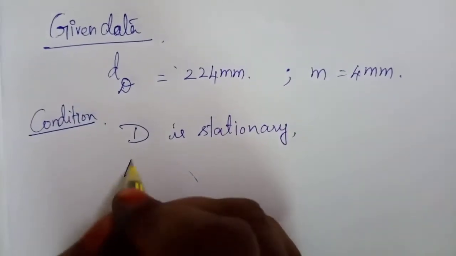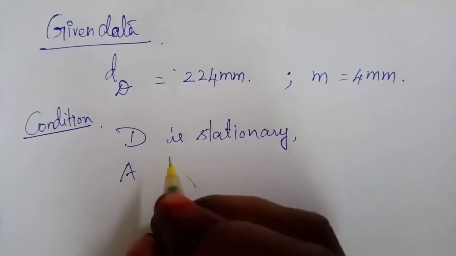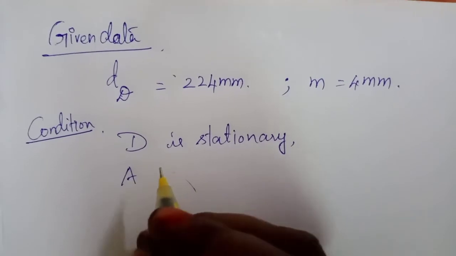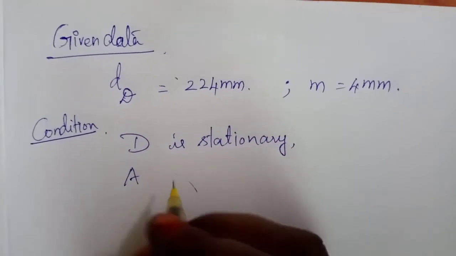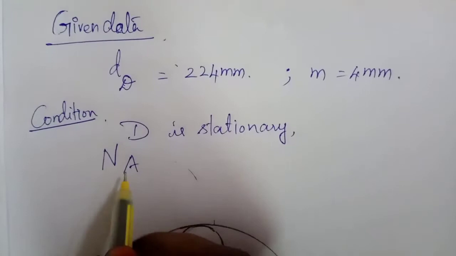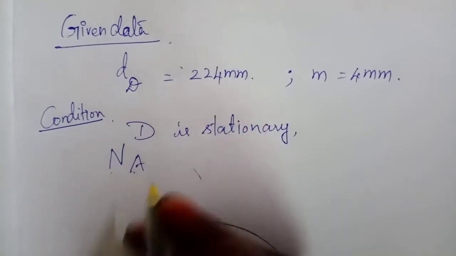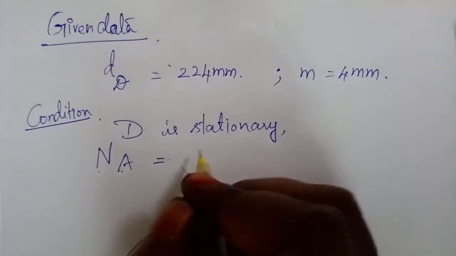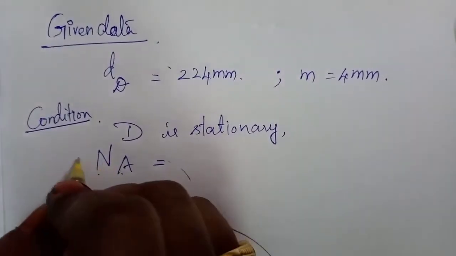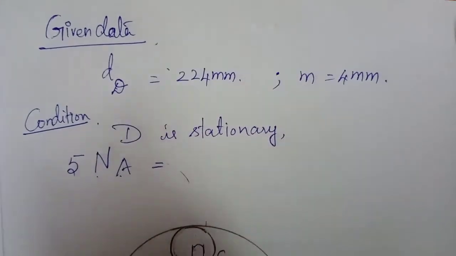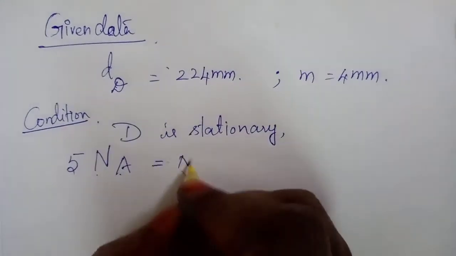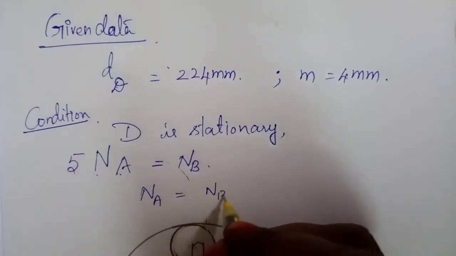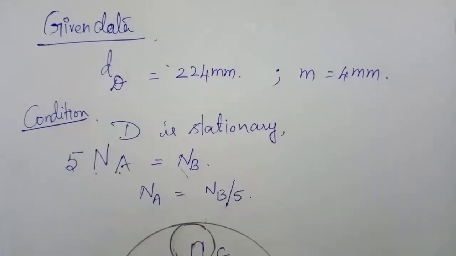The spider A carries 3 planet wheels and makes one revolution when the sun wheel makes 5 revolutions. The meaning is, spider A means arm A, so NA. So 5 NA, that means 5 times of arm rotation makes 1 NB. So from this NA equal to NB by 5. So this condition is very important.